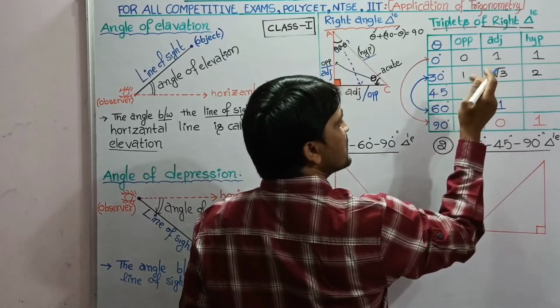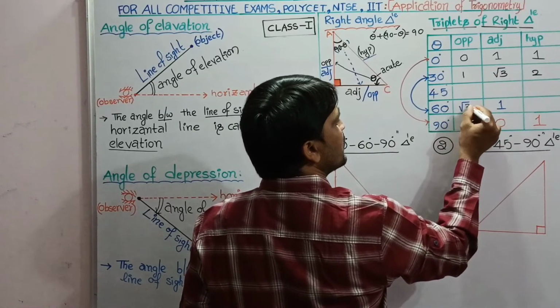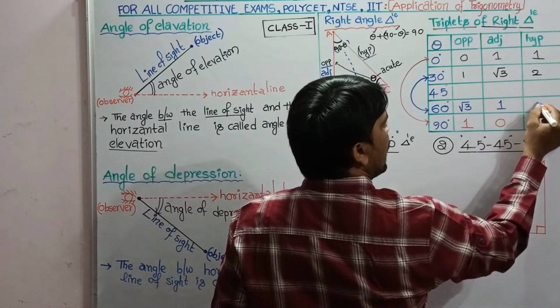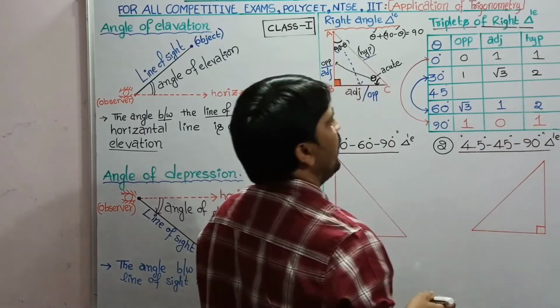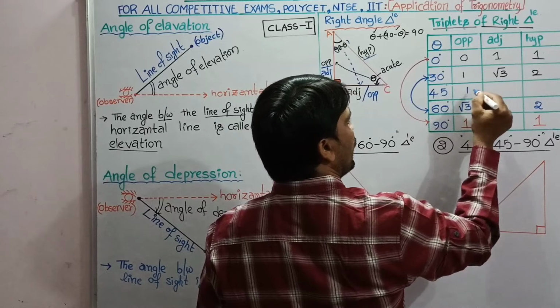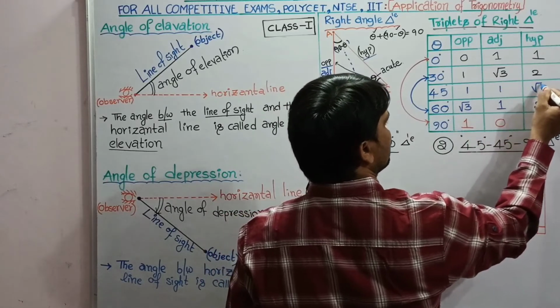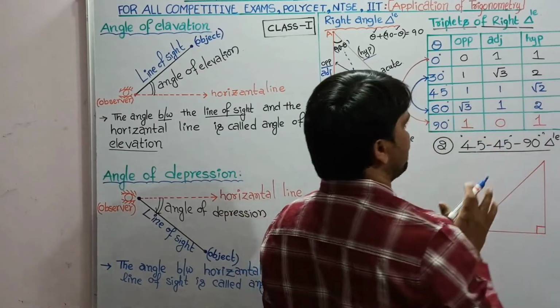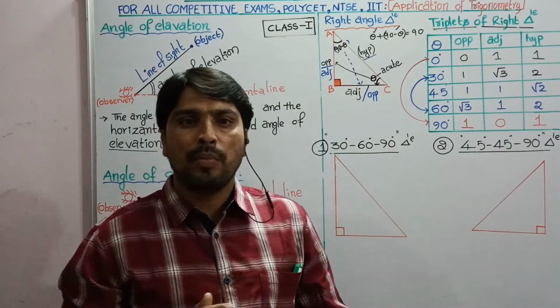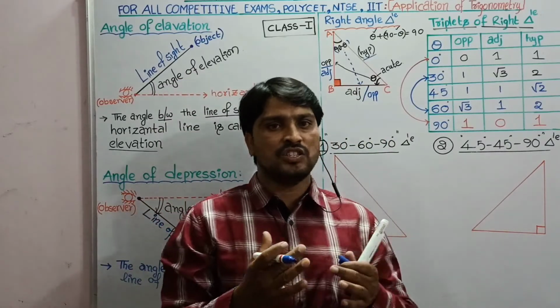Adjacent to 30 degrees is opposite to 60 degrees, and the hypotenuse remains the same. And the 45 degree triplets are 1, 1, root 2. By using all these triplets, we can solve the problems of application of trigonometry in an easier way.